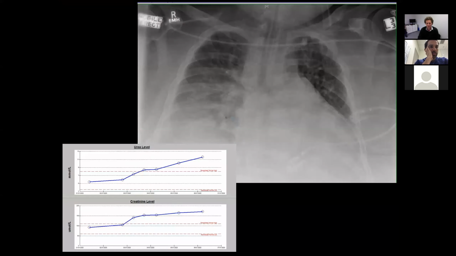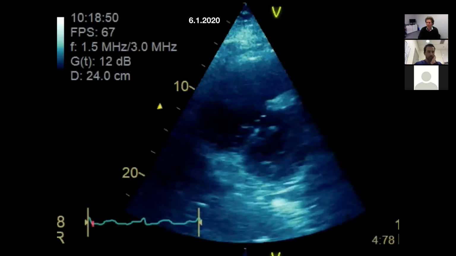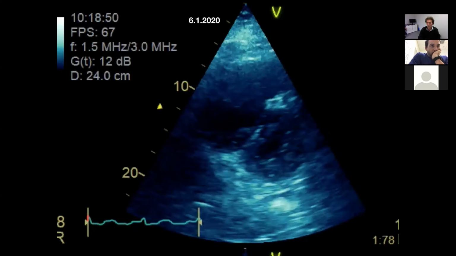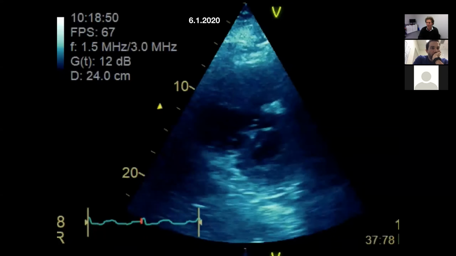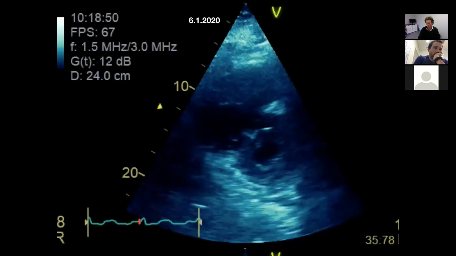But you can see that in the subsequent few days, he got acute renal failure as well as having this unexplained cardiac arrest. And when we finally had a look at his heart, you can see here that he's got a significantly dilated right heart. This is where the penny starts to drop.